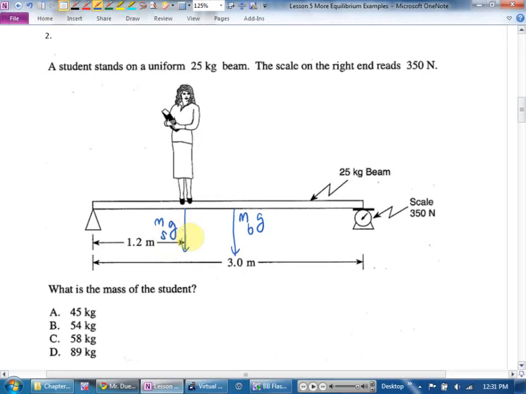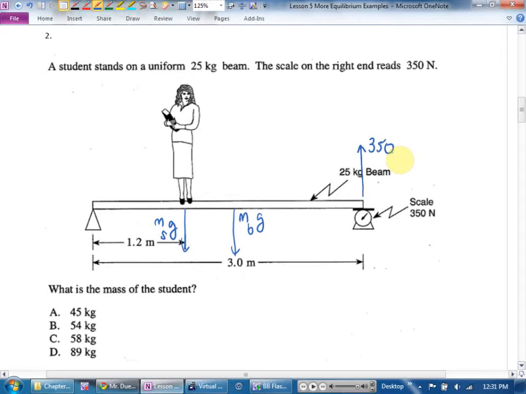Okay. And this one's a bit interesting. Because they told me what the scale read, what does the scale read? Forces come in pairs. If the beam is pushing down with 350 newtons, what must the scale be pushing back up at? So this is their way of giving me a force without being blatant about it. And I think there's one or two of these in the review as well. There's at least one I know where they have an object sitting on a scale and they either tell you to find the scale measurement or they tell you the scale measurement.